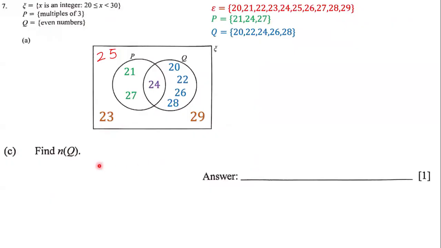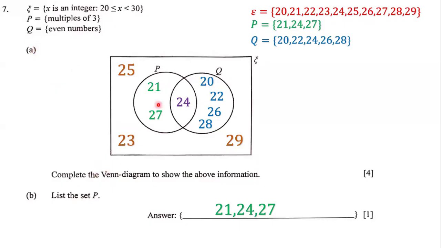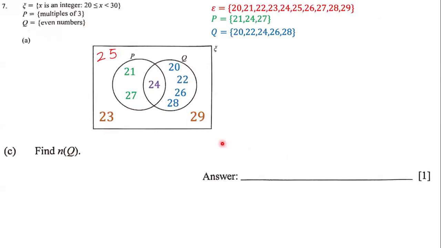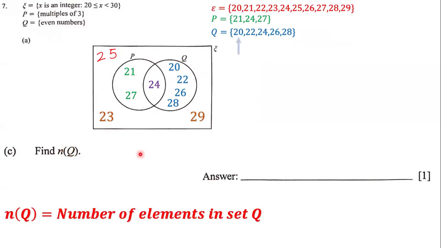So for part A, they want us to complete the Venn diagram. We already did that. For part B, they just want us to list elements of P, which we did, 21, 24, 27. But for part C, they want us to find the number of elements in set Q. And so let's count. If we count the elements in set Q, we find that there are 1, 2, 3, 4, 5 elements in set Q. And so that means that the number of elements in Q is going to be equal to 5.